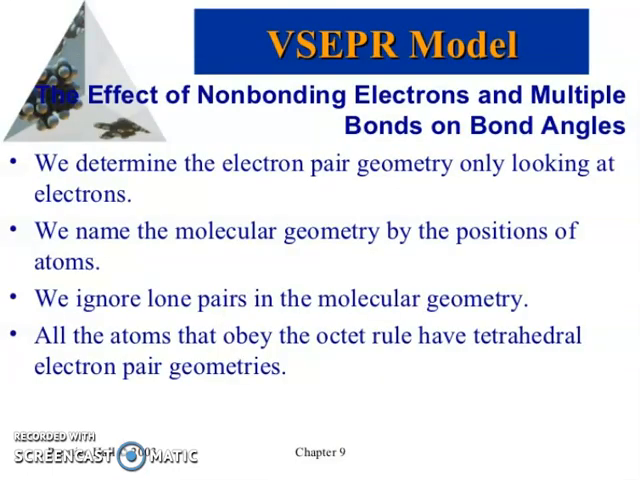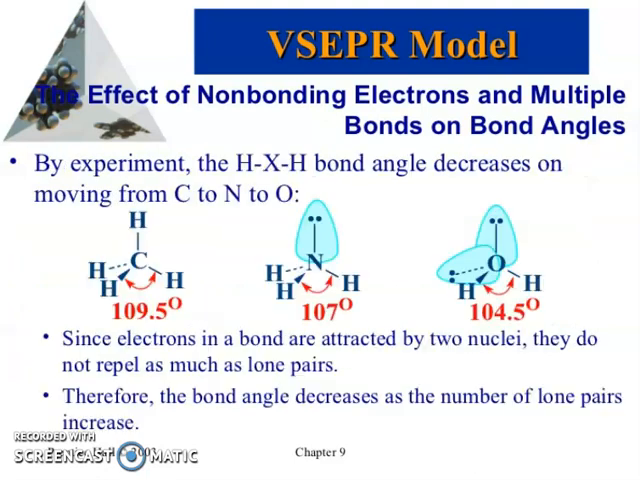So, the effect of bonding electrons and multiple bonds on bond angles. We determine the electron pair geometry only by looking at the electrons. We name the molecular geometry by the position of atoms. We ignore lone pairs in the molecular geometry. All atoms that obey the octet rule have tetrahedral electron pair geometries.